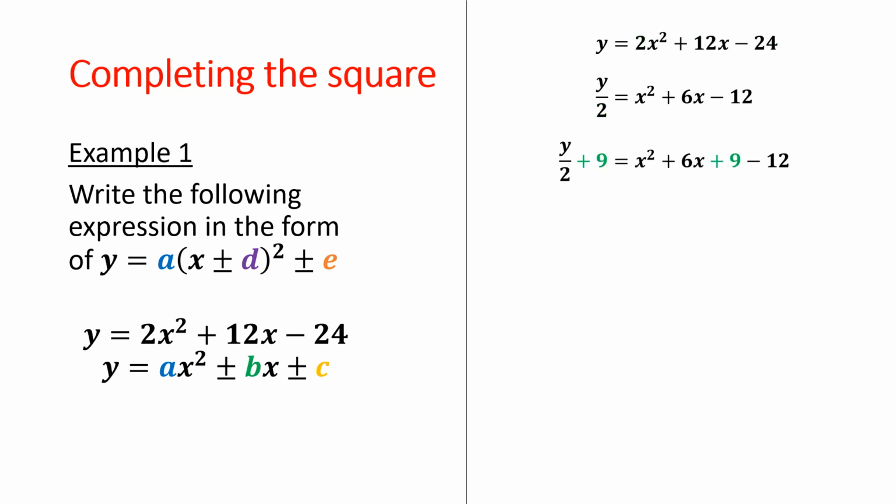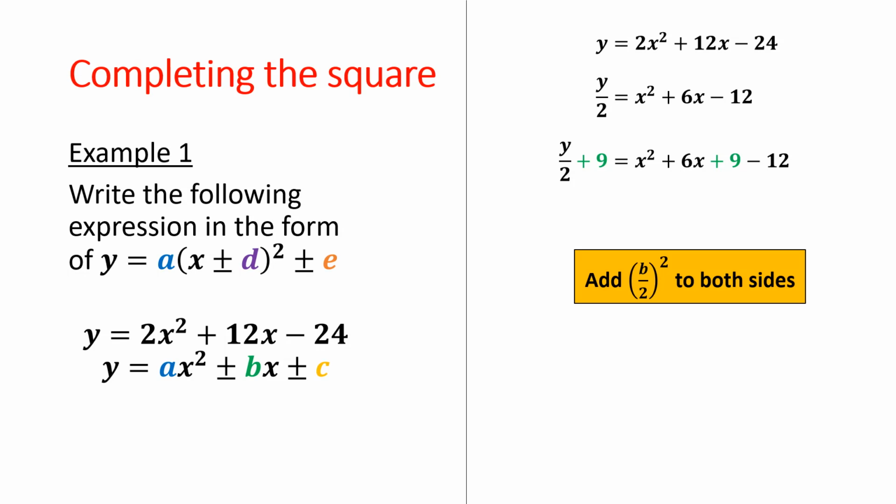All right, the next bit is we're going to add 9 to both sides of the equation. Now, why did we add 9? Here's the magic thing about turning something into perfect square form. We take the value of b and we halve it, and then we square it. So b is the coefficient of x, which is 6. We take 6 and halve it, which is 3, and then we square it. 3 squared is 9. That's why we add 9 to both sides.